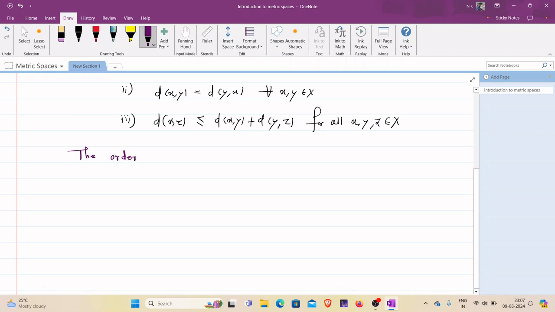The ordered pair (X, d), where X is the non-empty set taken by us and d is a function which is proven to be a metric, is called a metric space.